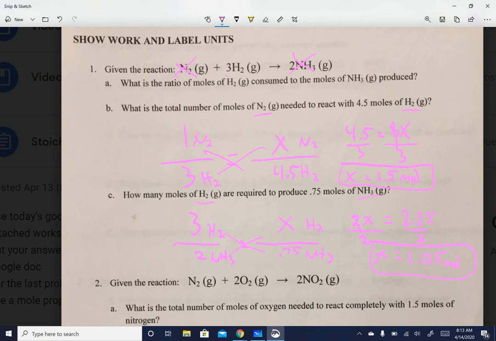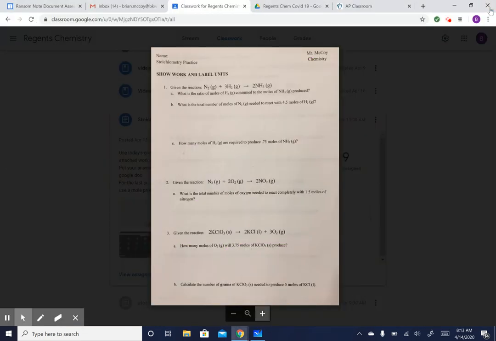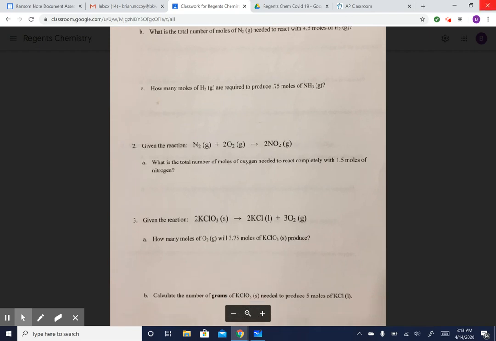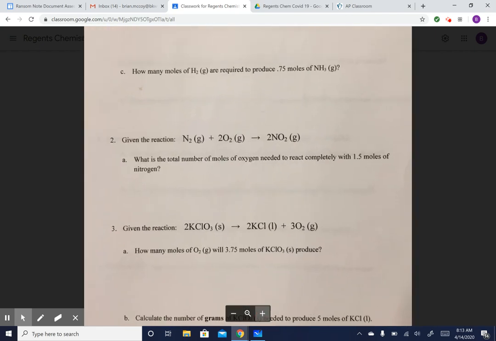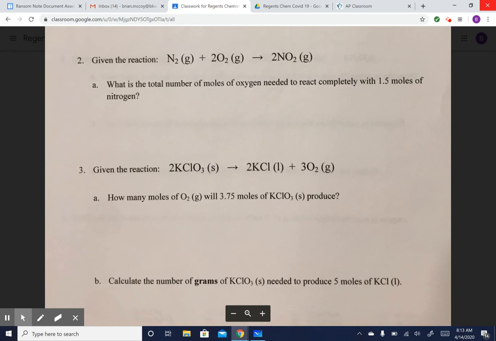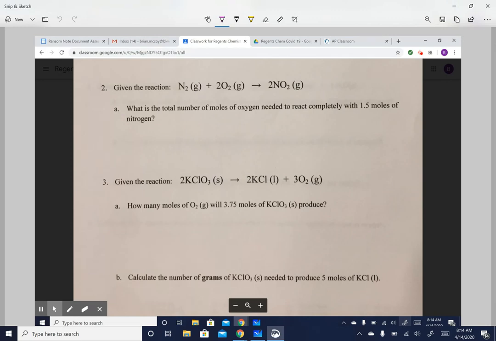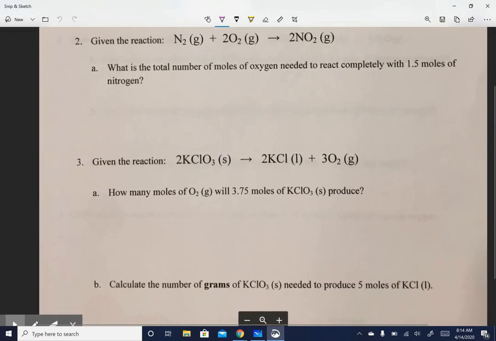Okay, so there's that. Let's see if we can do... All right. Here we go.